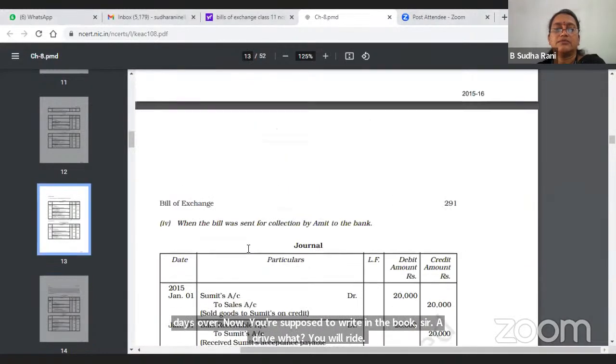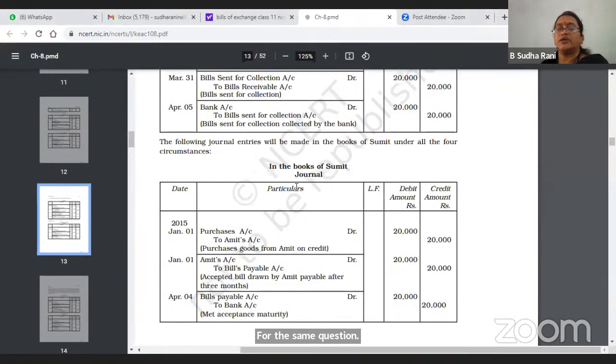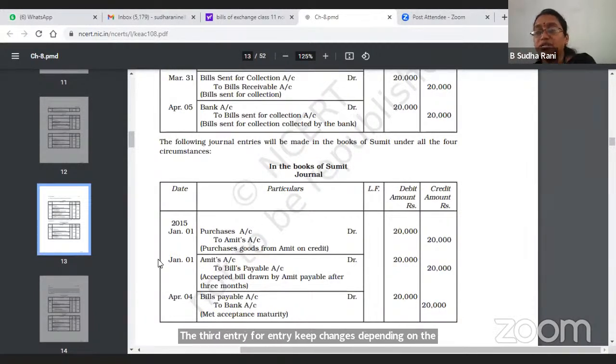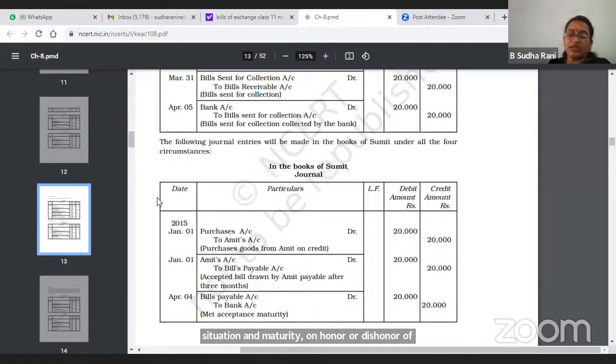Every time, whatever the 4 different situations are, only in the drawer's books the 3rd entry and 4th entry keep changing depending on the situation and the maturity, honor or dishonor of the bill. But the drawee will have only 3 to 4 journal entries. First, the drawee, Sumit, purchased the material. So purchases account debit to, from whom he purchased? From Amit. So purchases account debit to Amit account 20,000.